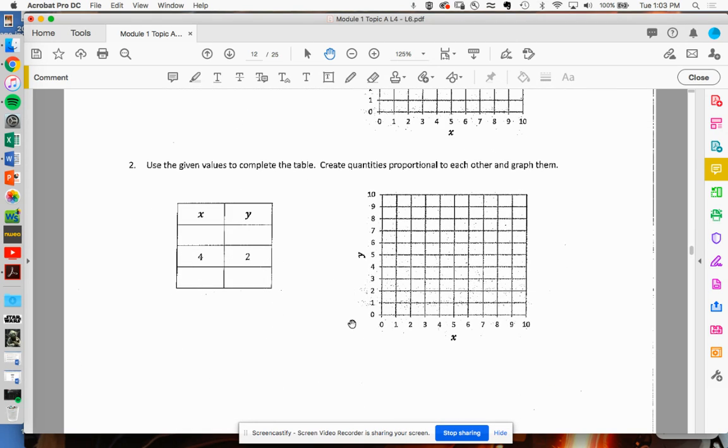Now this one, they say, hey, we only give you 1 point. Can you make it proportional? Yeah. Well, what point does it have to go through? 0, 0, so that would be 1. Okay? Then you'd go over 4, up 2. Right there. What would be the other point? Can you make up another point? 8, 4. You bet. 8, 4. We go over 8, 4, and that would be right about there. And sure enough, that looks like a straight line.